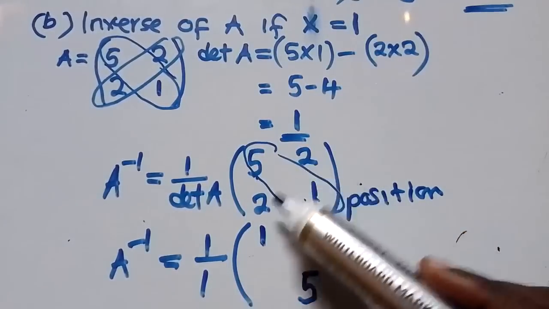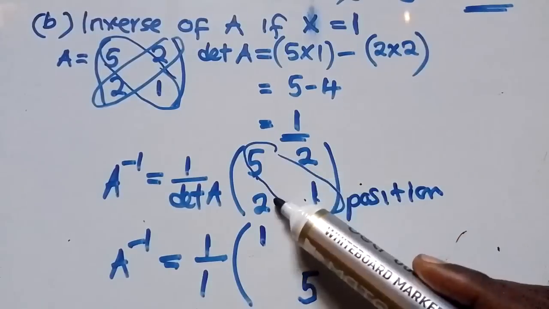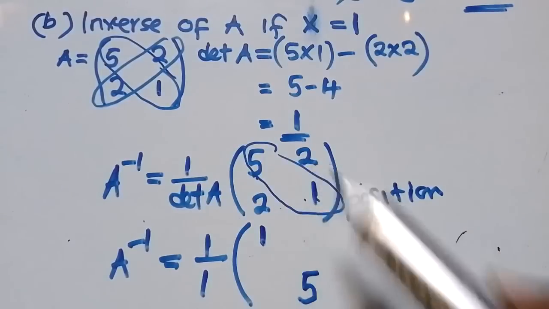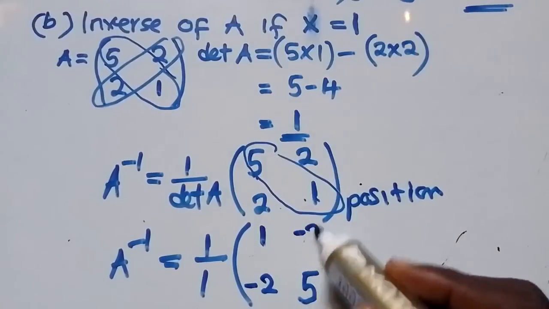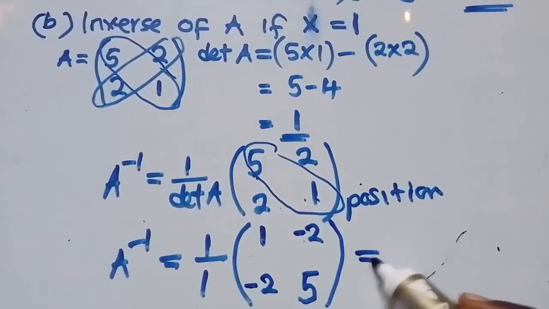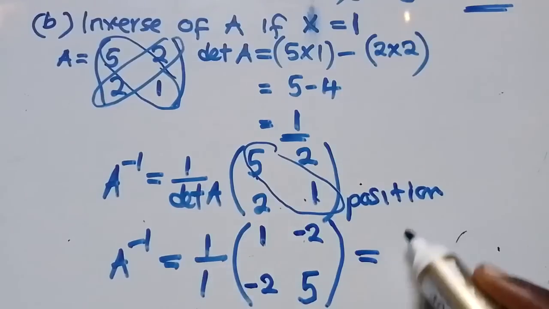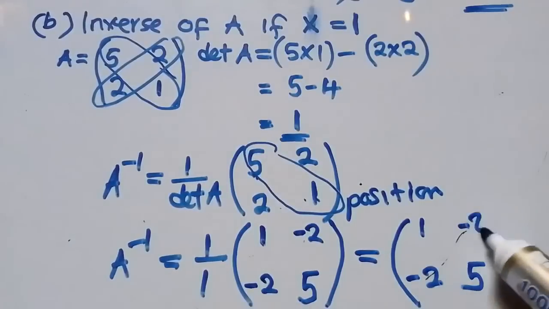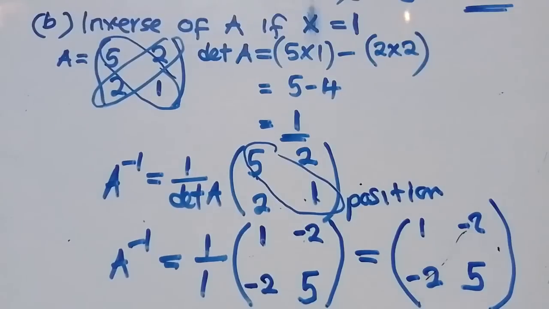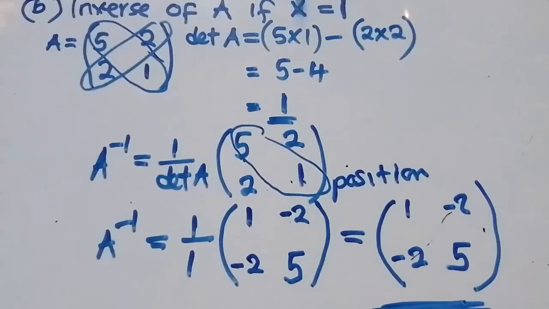Then what happens to the minor diagonal? What happens to the minor diagonal is that signs will change. If it is a positive, it will become a negative. Since here we've got 1 over 1, you just write this one: 1, 5 there, negative 2, negative 2. You cross like this. So this is your inverse.